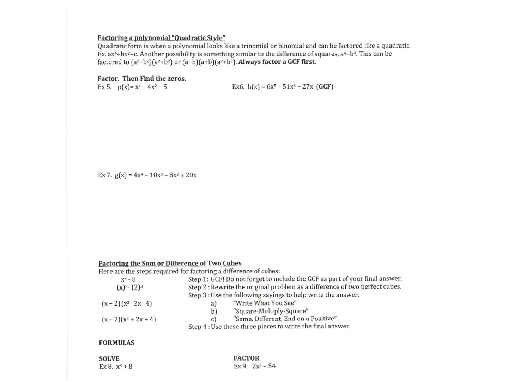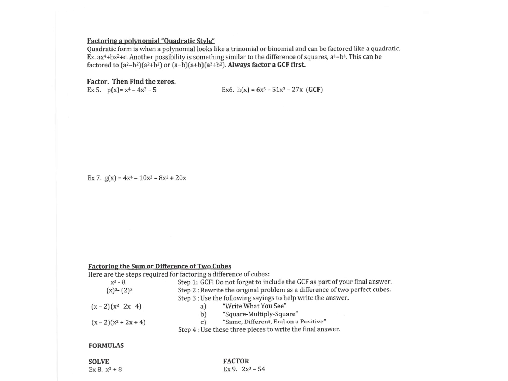So this is my next style. It's quadratic style. And what do we mean by that? Well, this basically means that I'm going to have a trinomial. So this is when my polynomial looks like a trinomial or even a binomial that can be factored the same way I was factoring quadratic equations in the last unit.